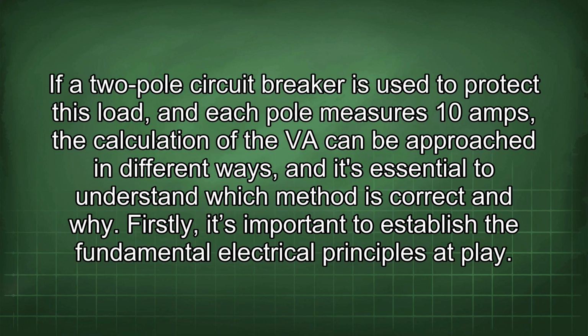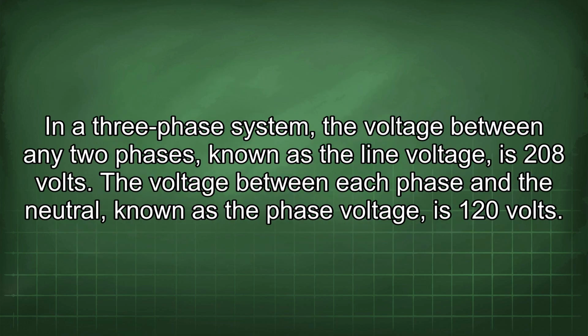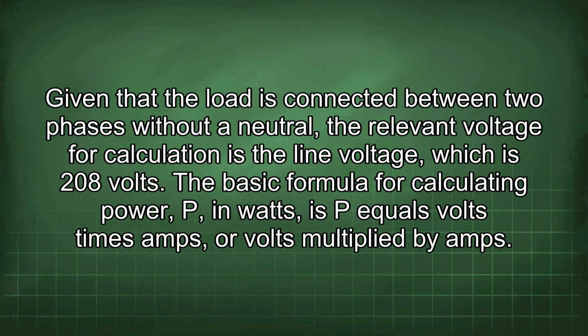If a two-pole circuit breaker is used to protect this load, and each pole measures 10 amps, the calculation of the VA can be approached in different ways, and it's essential to understand which method is correct and why. Firstly, it's important to establish the fundamental electrical principles at play. In a three-phase system, the voltage between any two phases, known as the line voltage, is 208 volts. The voltage between each phase and the neutral, known as the phase voltage, is 120 volts. Given that the load is connected between two phases without a neutral, the relevant voltage for calculation is the line voltage, which is 208 volts.